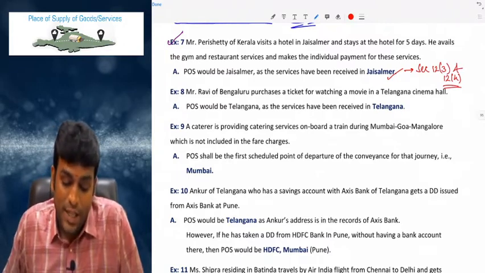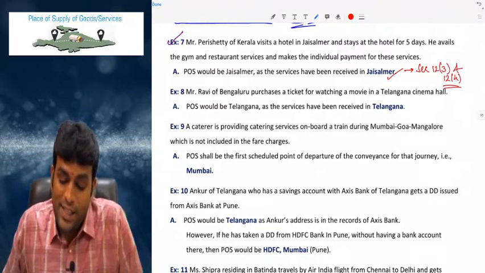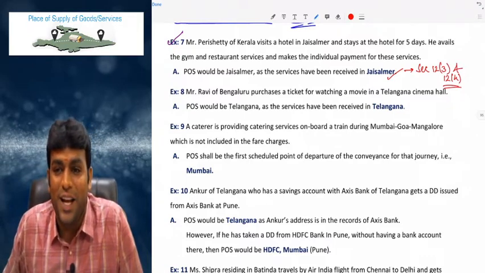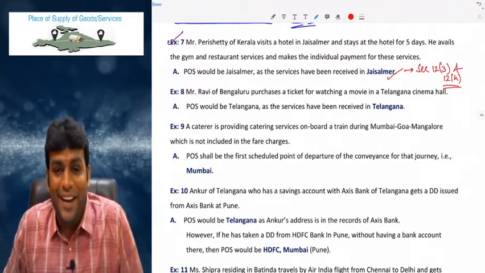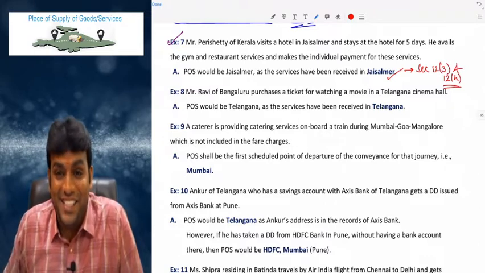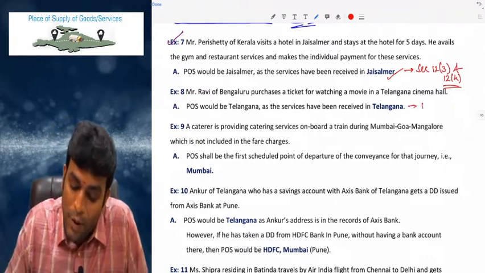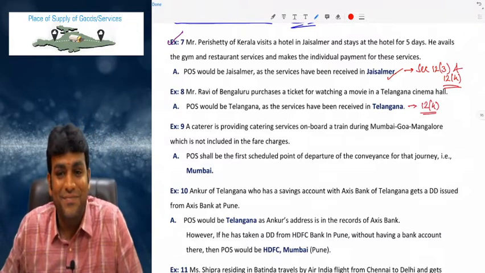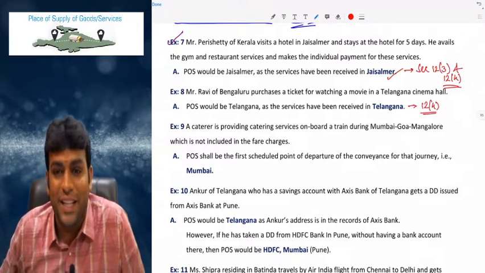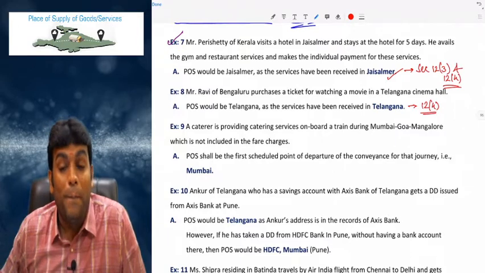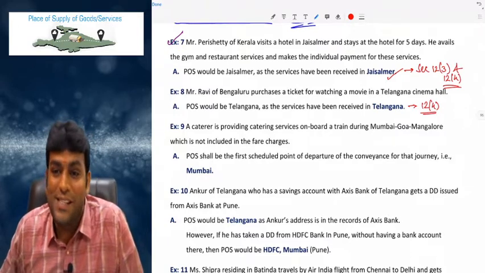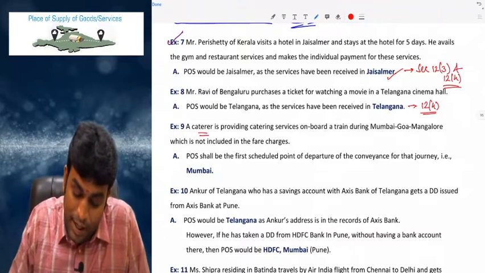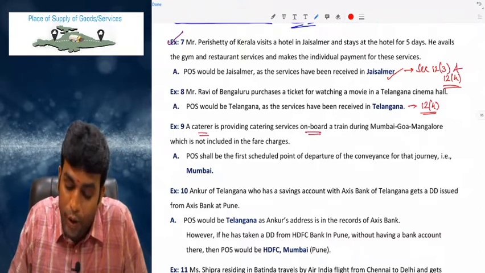Then, Mr. Ravi of Bengaluru purchases a ticket for watching a movie in Telangana Cinema Hall. That means what? Admission to events, entrance ticket. So what is the answer then? POS is Telangana only, the place where the event is held. I mean to say, this is admission to an event, right? Place where the event is held or park is located or any other place is located. Next. Caterer is providing catering service on board. Later.